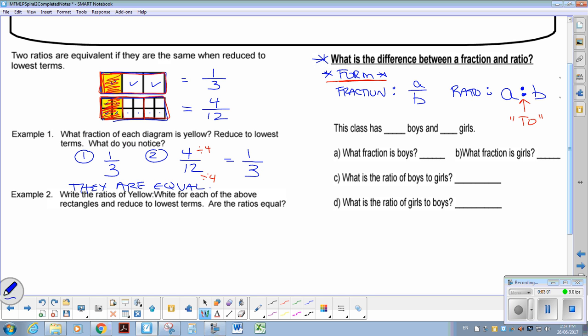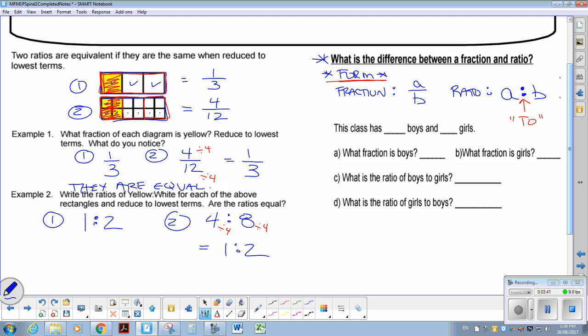So now we can go back to example 2. Write the ratio of yellow to white for each of the rectangles above. So for the first one, it was 1 yellow to 2 white. So that's for the first one, number 1. Number 2, the second one would be 4 to 8. And very similar to fractions, the same rules apply here. We can reduce it. And we see that both are divisible by 4. So we end up with an equivalent ratio of 1 to 2.